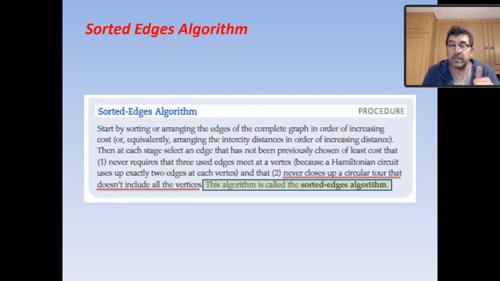There are two conditions. Number one, never require that three used edges meet at a vertex, because a Hamiltonian circuit uses up exactly two edges at each vertex. So you don't want three edges going into a vertex. And number two, never close up a circular tour that doesn't complete all the vertices. In other words, you don't want to form a cycle. The algorithm that we're going to apply is called the sorted edges algorithm. So remember the conditions: never require three edges meet at a vertex, and don't form a circuit.